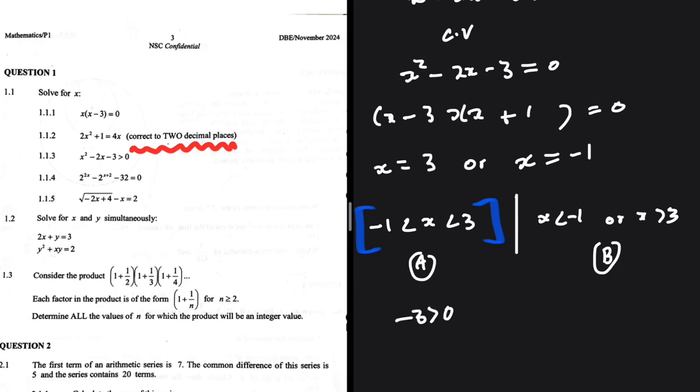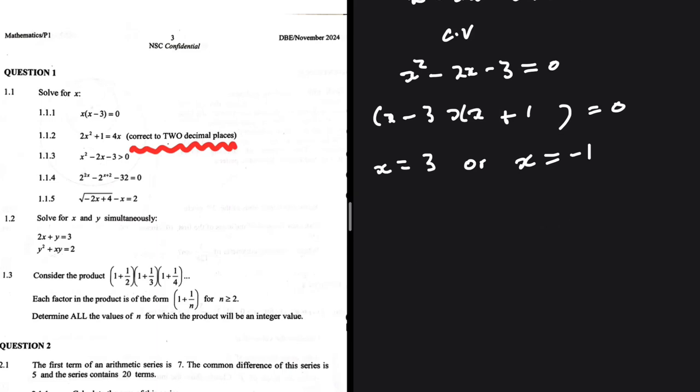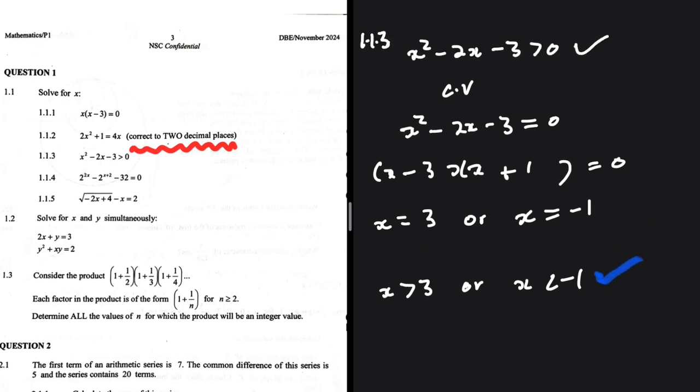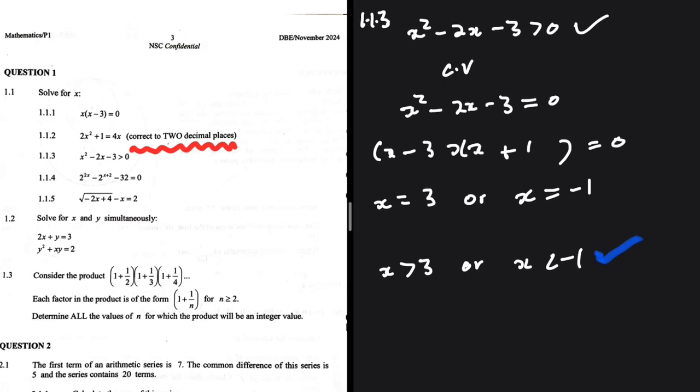Is this true? We know it is not. So it means that this is not the solution. We can get rid of this. So the solution is x greater than 3 or x less than minus 1. This is the actual solution. We can obviously test that out. We can substitute 4, for instance. When you substitute 4, we get 4 squared minus 2 multiplied by 4 minus 3. That is 5, and 5 is clearly greater than 0. So that is the solution, 1.1.3.